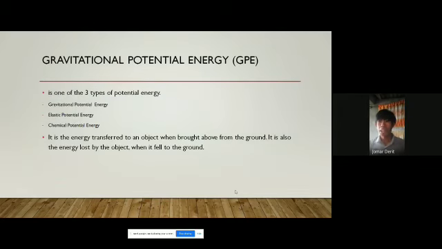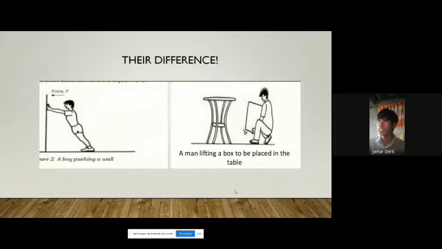Now we are going to define gravitational potential energy, because we're talking about energy. Let's go back to the picture here. The energy that the man is transferring to the box, what do you think is the kind of energy it is? Do you think it is an energy with a name? Do you have any guess?